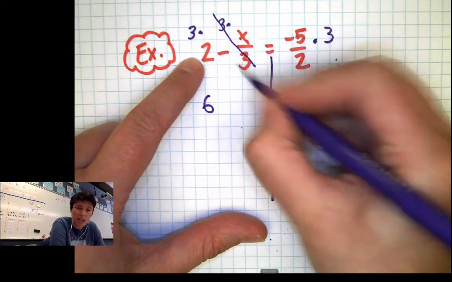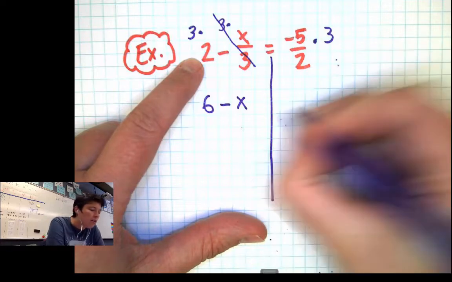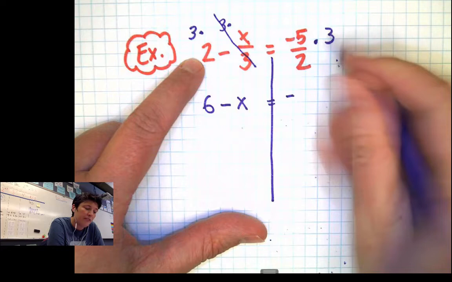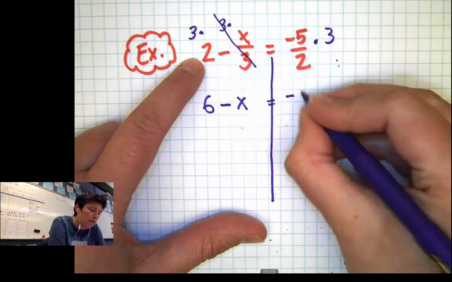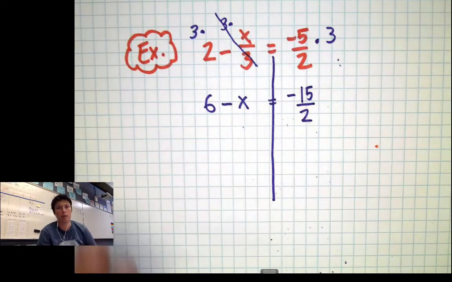That's going to give me 3 times 2, which is 6. That's going to get rid of my fraction. So instead, I'm just going to have a minus x. So that's nice. And then over here, negative 5 times 3 is not a match. It's going to be negative. 5 times 3 is 15. So we have 15, and it's still over 2. But at least this is looking a little bit better.